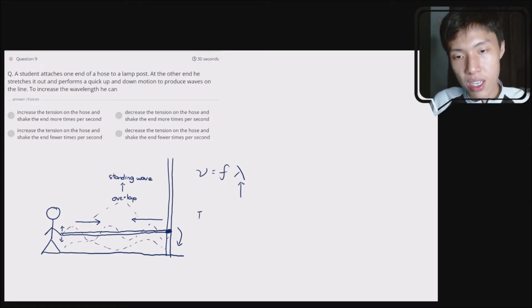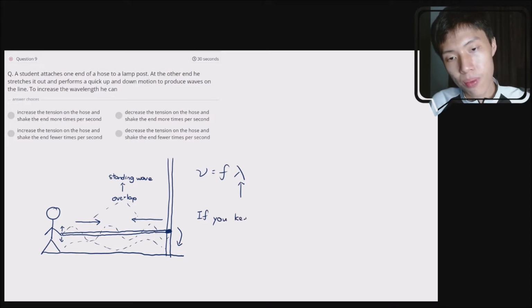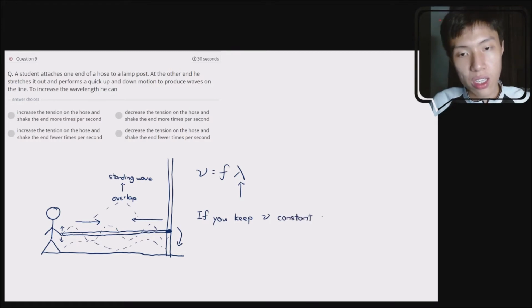So first, if you keep v constant, then how do you change the lambda? It's by decreasing the frequency. Okay, so how should I write it?